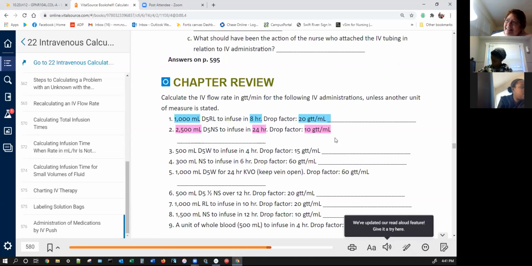20? Or 10? Why, am I looking at the wrong one? We're on the pink one. Let me look at your page. I'm closing my book. Okay. 10. So 2,500 times 10.